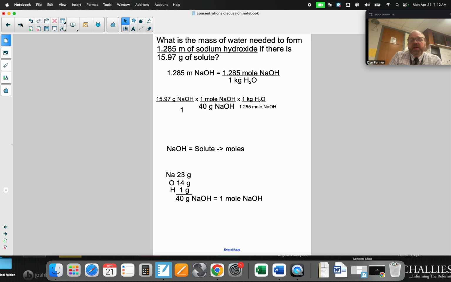Now, I could leave it there, but most people don't measure things in kilograms, so let's go one more fraction. Let's go to grams. 1,000 grams is 1 kilogram. Take your calculator: 15.97 times 1,000, equal, divide by 40, equal, divide by 1.285, equal. Give you a few seconds to do that. Check our sig figs. I have 4, infinite, the least number is 4, so I get an answer of 310.7 grams of water. That's my answer.